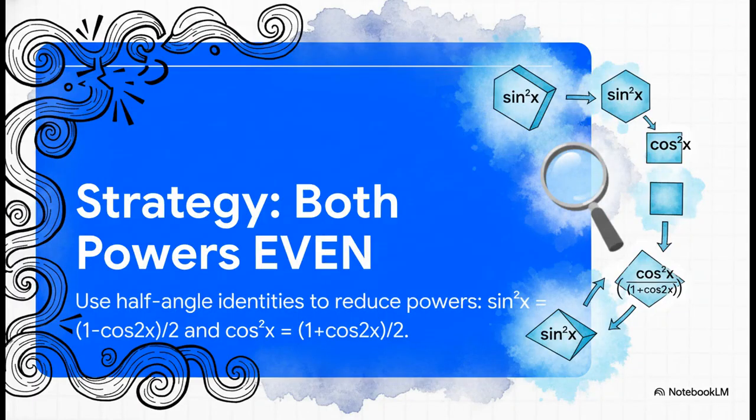But what happens if both powers are even? Well, our save one strategy completely falls apart. There's nothing to save. So we have to switch plays entirely. And for this, we bring in the heavy hitters, the half-angle identities. Their whole job is to reduce those powers and turn the problem into something way more manageable.